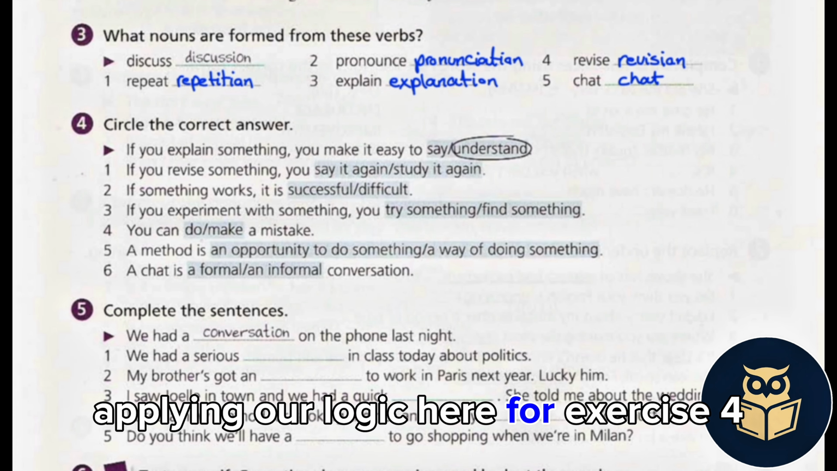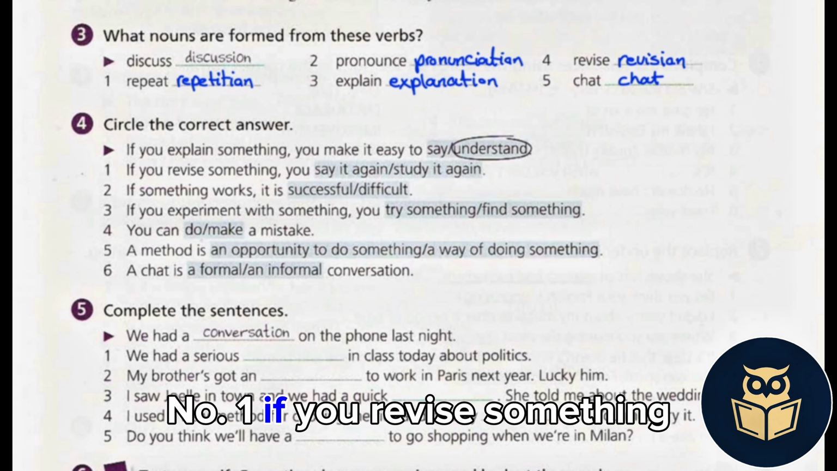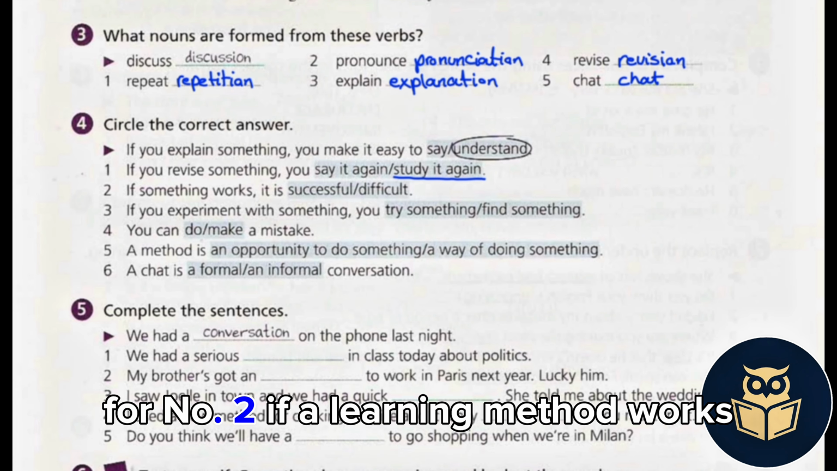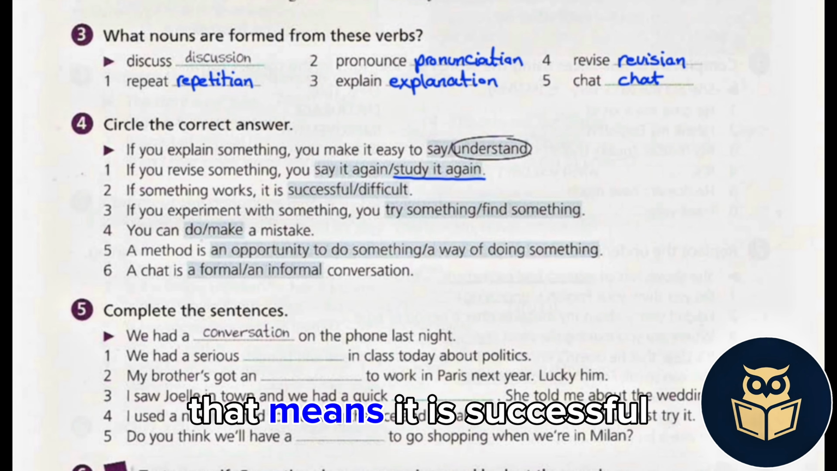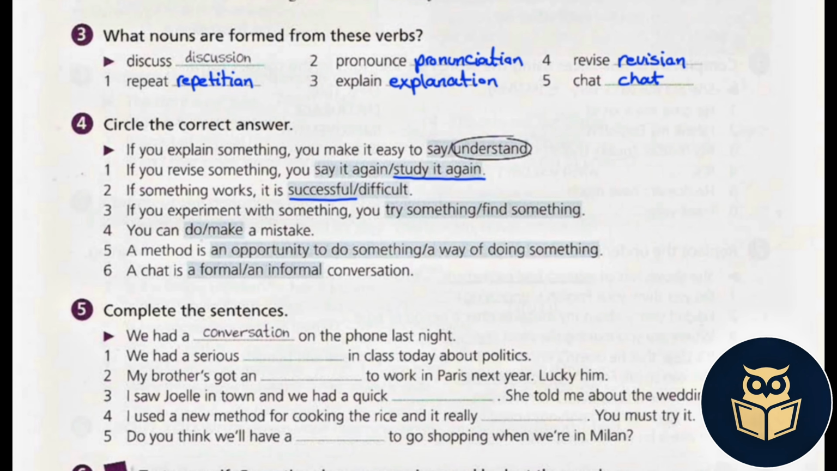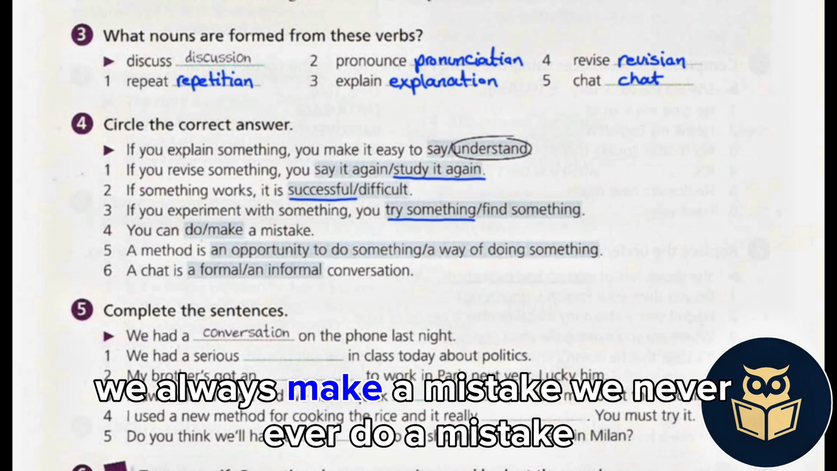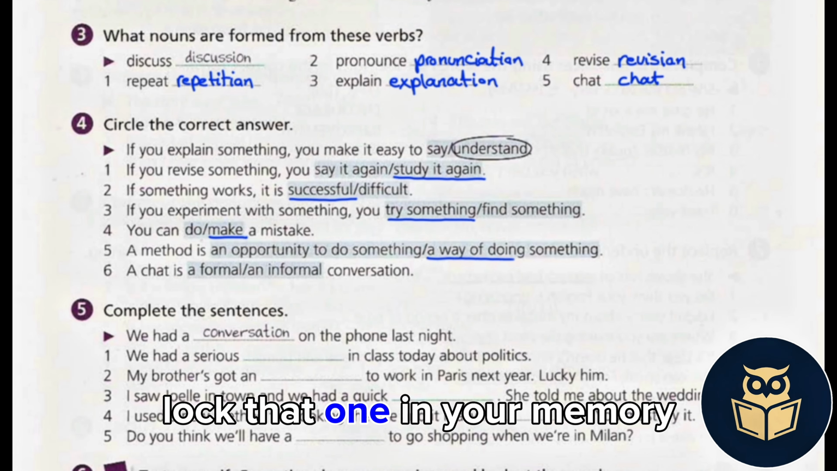Applying our logic here for exercise 4, number 1. If you revise something, our definitions tell us you study it again. For number 2, if a learning method works, that means it is successful. And in English, oh, this is a massive one to remember, we always make a mistake. We never ever do a mistake. Lock that one in your memory.